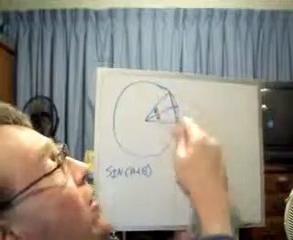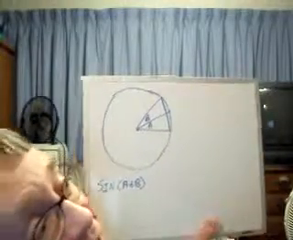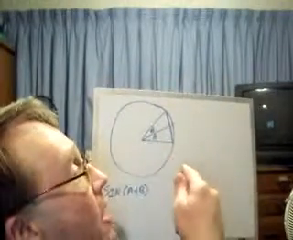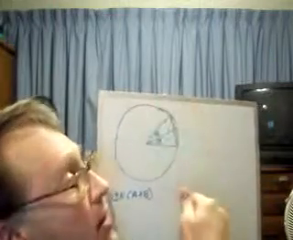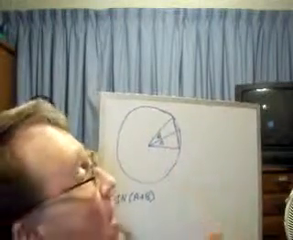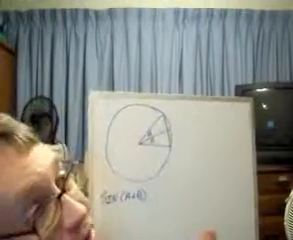What is a chord? Well, it looks an awful lot like a secant line, because what you're doing is you're connecting 2 points on the circumference of a circle. That's what you're doing here. The difference between a secant line and a chord is that a secant line runs outside the circle as well as inside. The chord stays inside the circle.